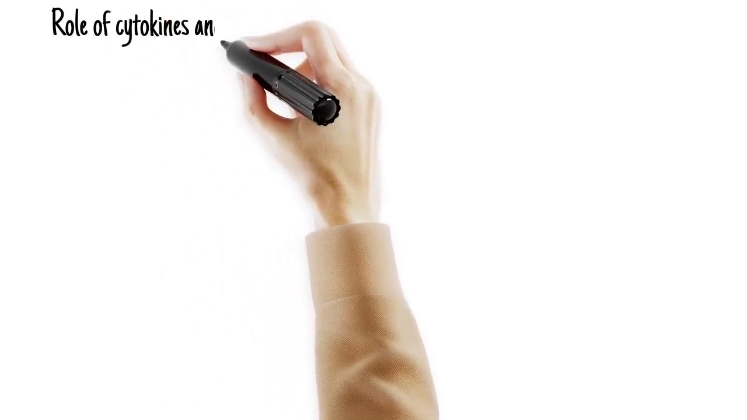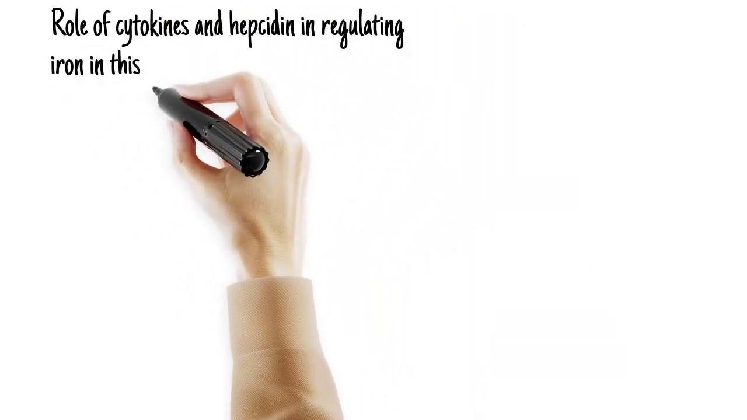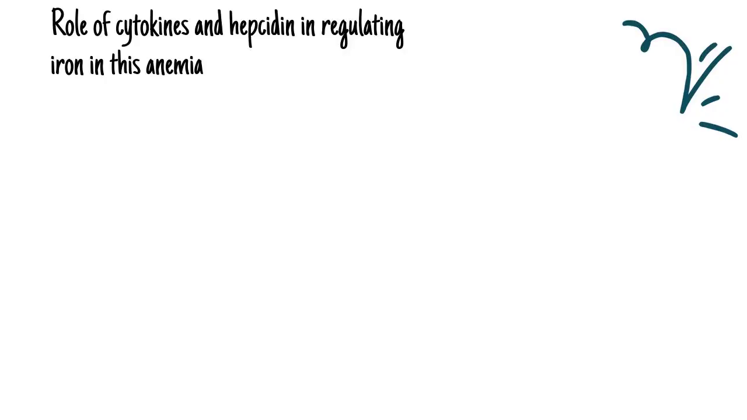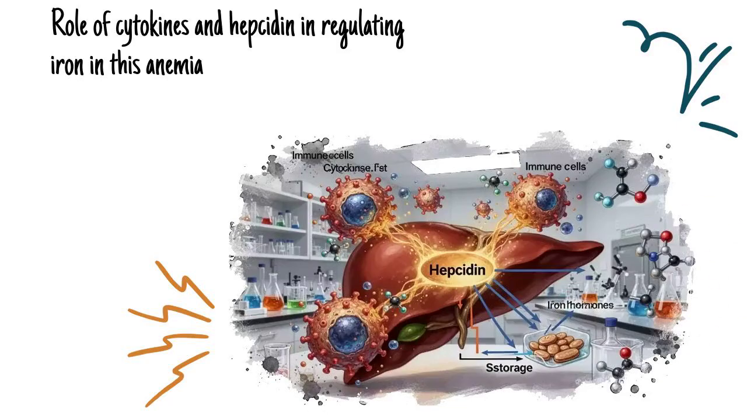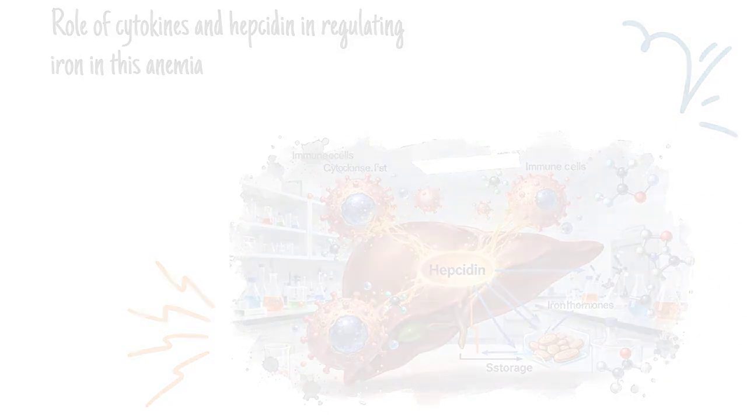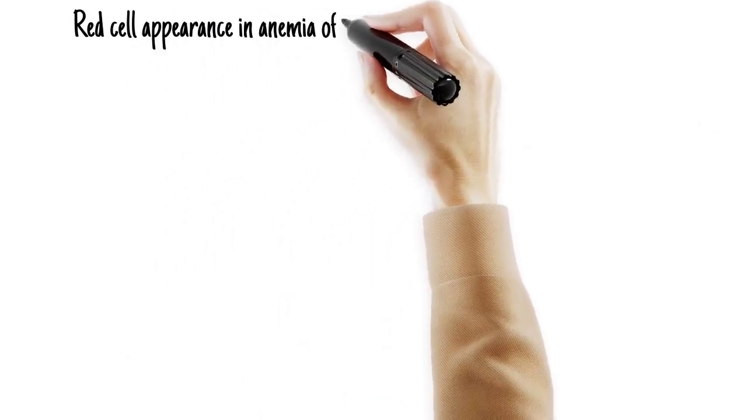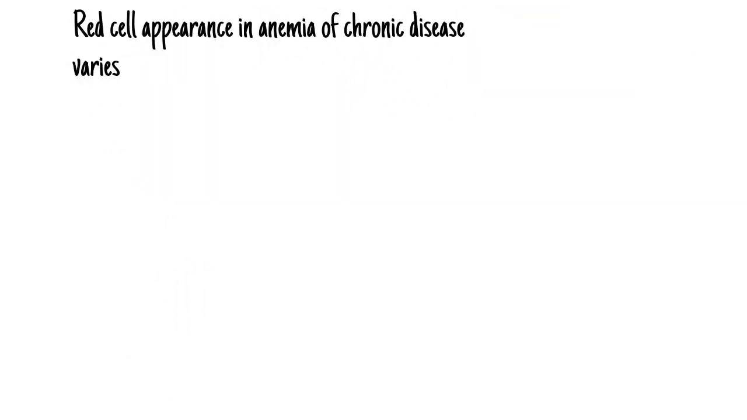All of these are orchestrated by inflammatory cytokines and by a hormone called hepcidin, which is upregulated in inflammation and acts as the master regulator of iron availability. The red cells in this condition are most often normochromic and normocytic, normal in both color and size.